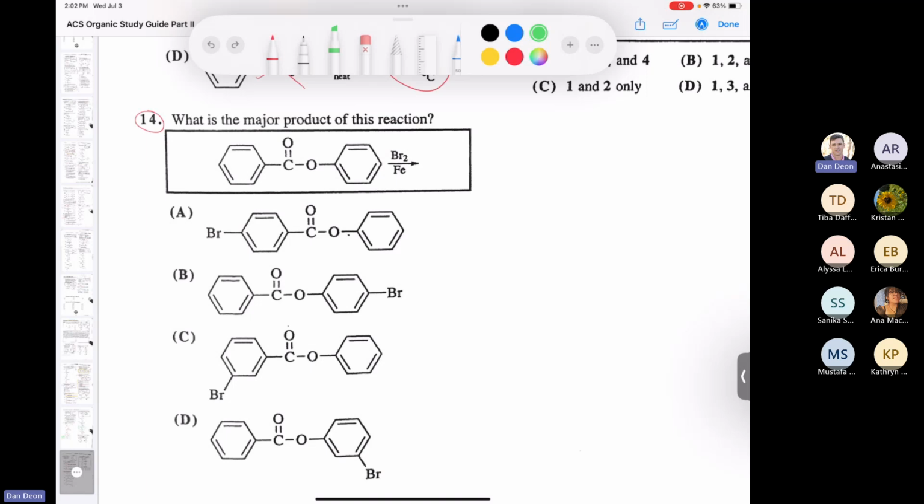So we just look at the two groups that are attached, okay? Here you have an oxygen directly attached. An oxygen is going to be electron withdrawing by induction, but it's going to be electron donating via resonance, right? So this is going to be a moderate activator. Whereas here on the other side, you have a carbonyl, right? And so that's going to be a moderate deactivator. So that means the site that's going to be most activated is going to be this site down here. And so the correct answer must be B. You're going to get parabromination where you have the moderate activator, not a deactivator. All right.